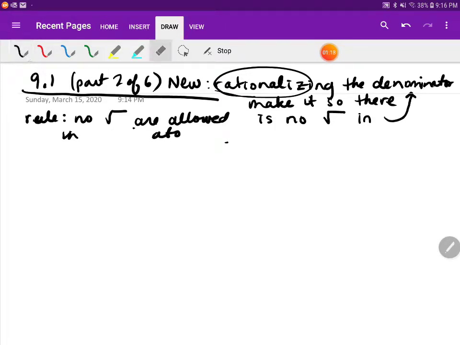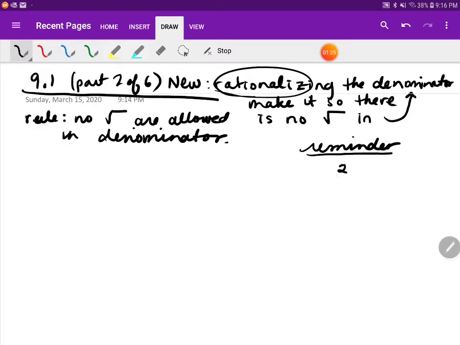I keep spelling denominator wrong. Okay, denominator. Okay, quick little side reminder. So let's put a little side reminder of what you were allowed to do in the past. Say you had 2/3.